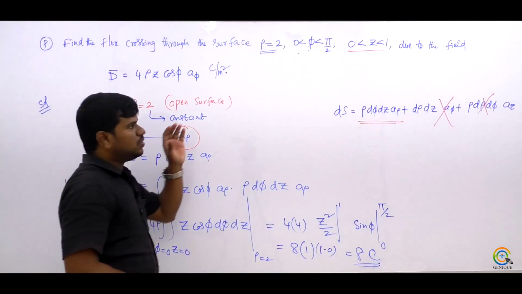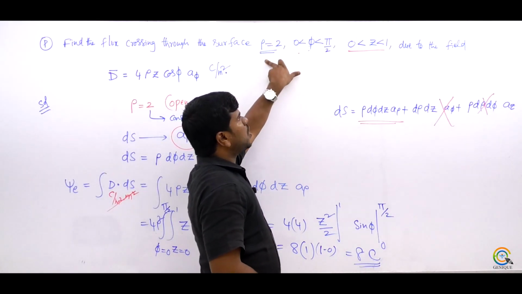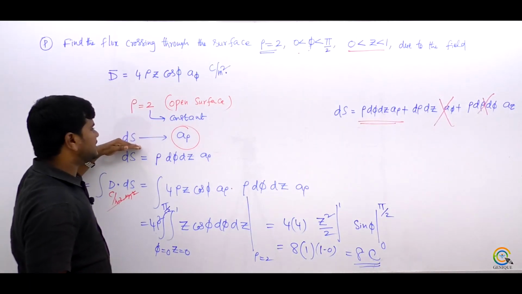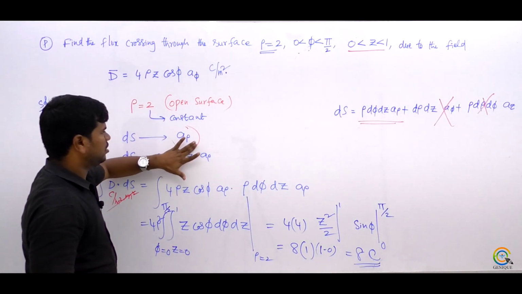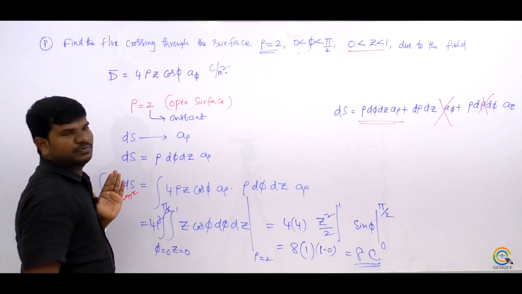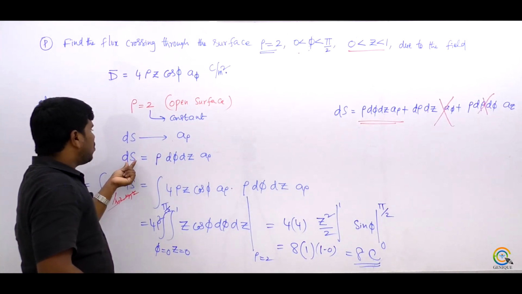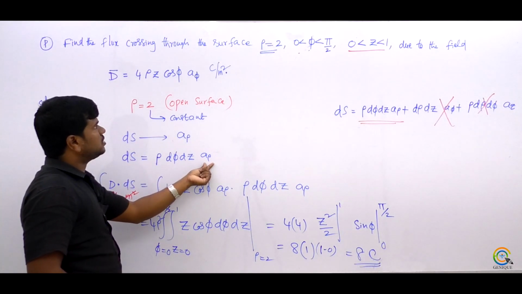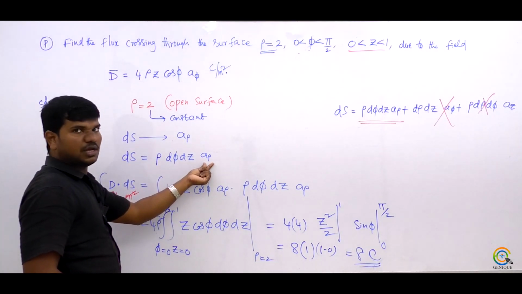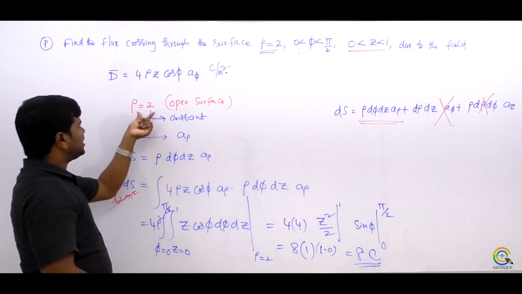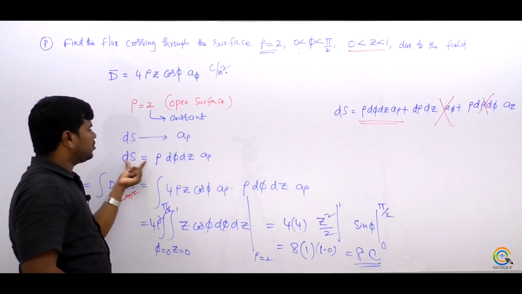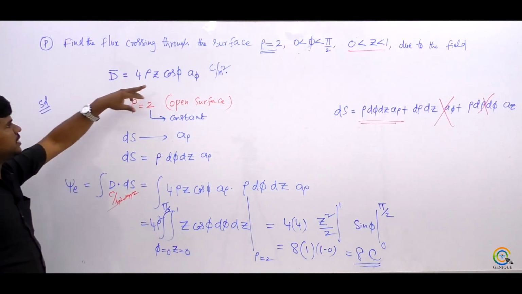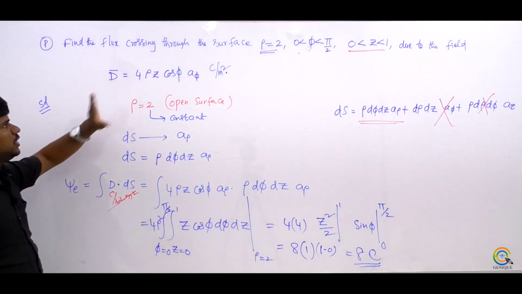See, this is also what? Rho equals constant surface. So rho equals constant surface means, what is the surface direction? The surface direction is a rho only. Now what would be the surface area in the direction of a rho? It is also same, because it is a rho constant surface, then the surface area would be this one only. Now find the flux crossing through that surface due to this field.